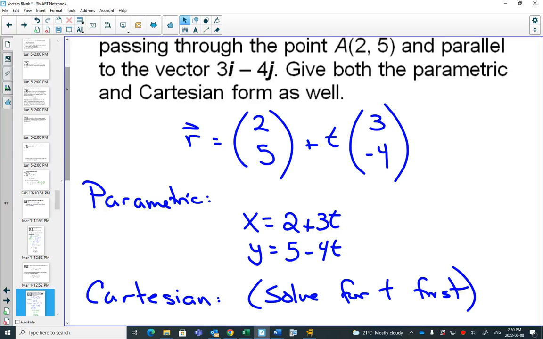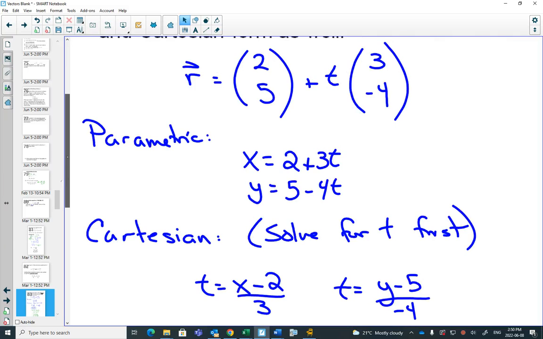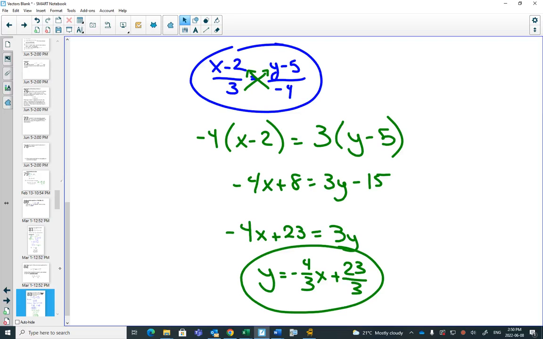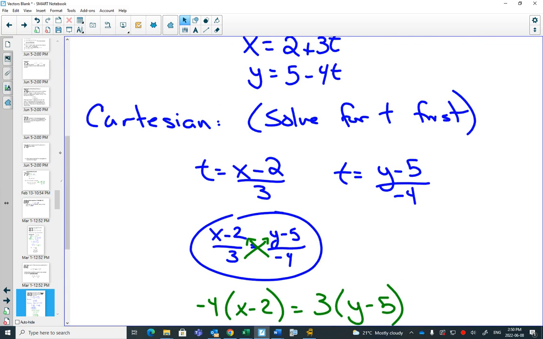But can you see that the direction vector here, 3 over negative 4, is related to the slope, negative 4 over 3, in the equation? You need to solve for t in order to get the Cartesian form. Because the Cartesian form says after you've got the t's the same, then you can equate those fractions.